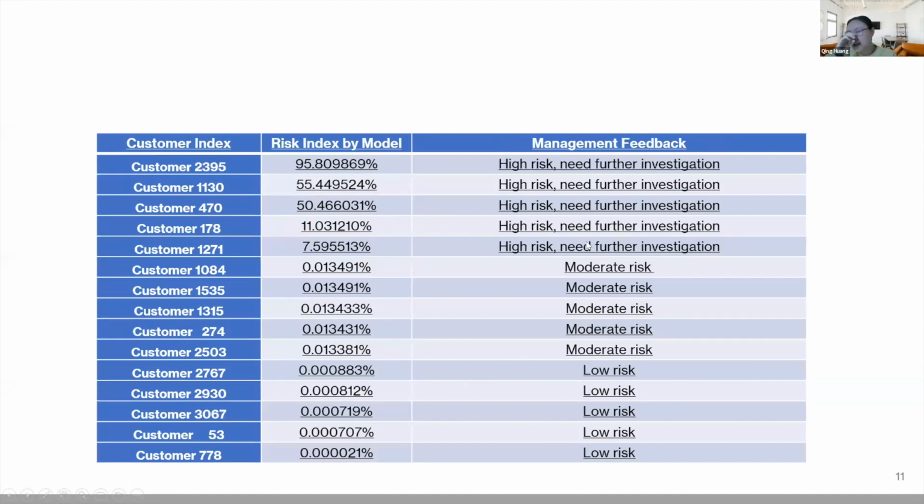And for the customer level validation, we randomly select 5 customers from each risk level and ask the management to help us validate them. The result shows that all the high risk customers were identified as high, and the medium risk customers were identified as moderate risk that may not need further investigation. For the low risk customers that we identified, the management also reviewed them as low risk.